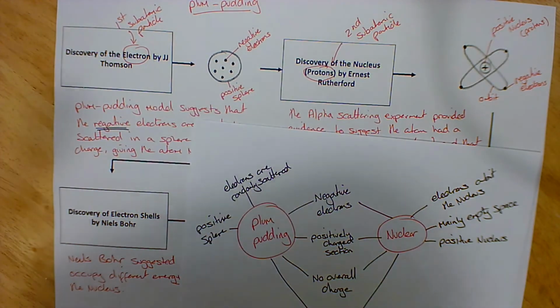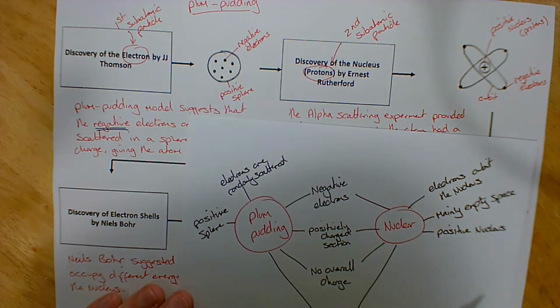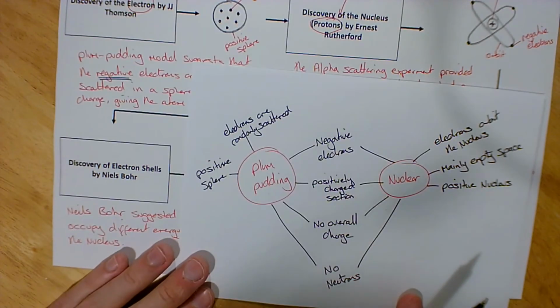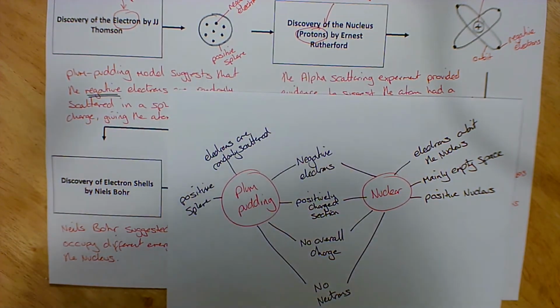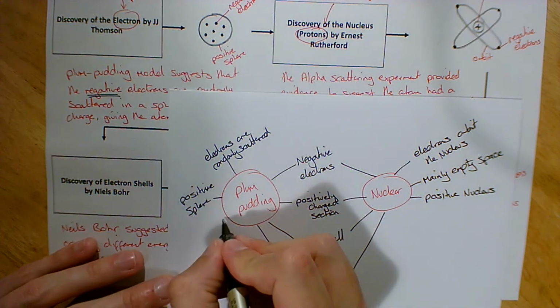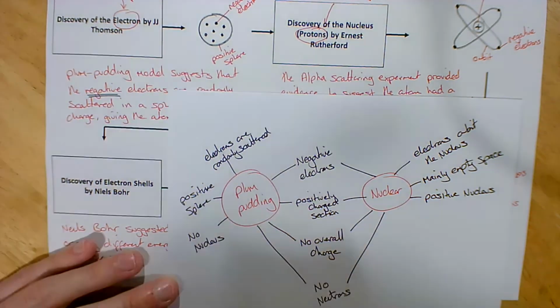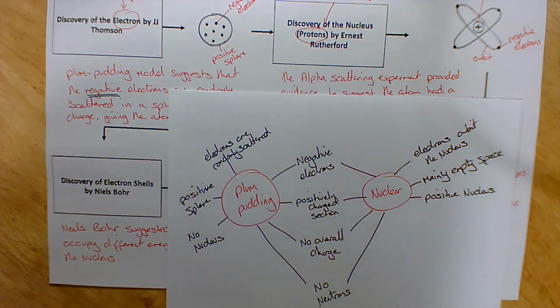So they both have negative electrons, they both have something that's positively charged, they both have no charge overall, because if they've got something negative, something positive, that cancels them out. They both contain no neutrons. The nuclear model has electrons that orbit the nucleus. It's mainly empty space and it has a positive nucleus, whereas the plum pudding model has no nucleus. Instead, it has a positive sphere of charge with electrons that are randomly scattered within it.